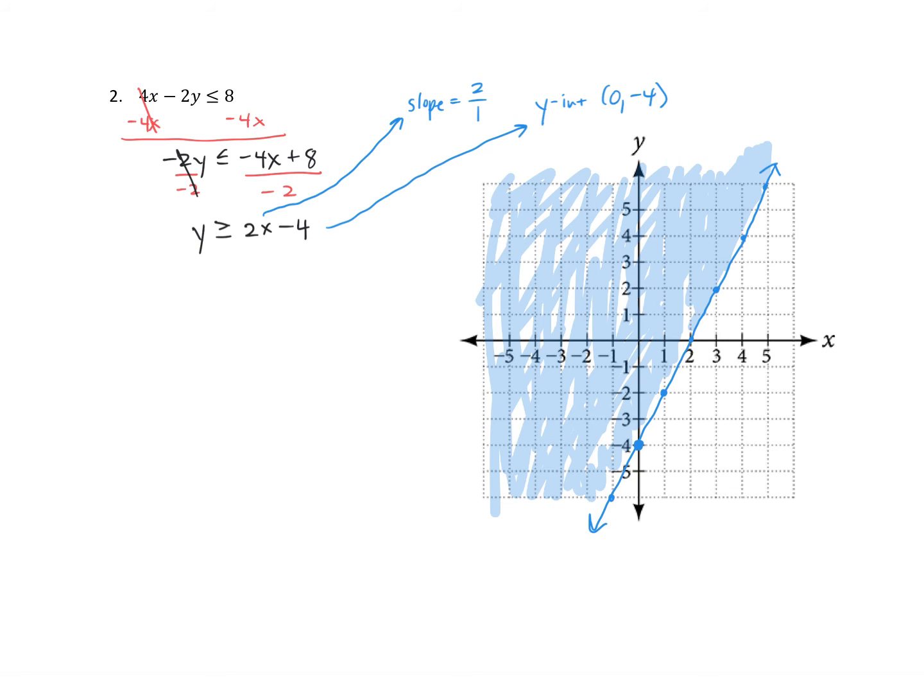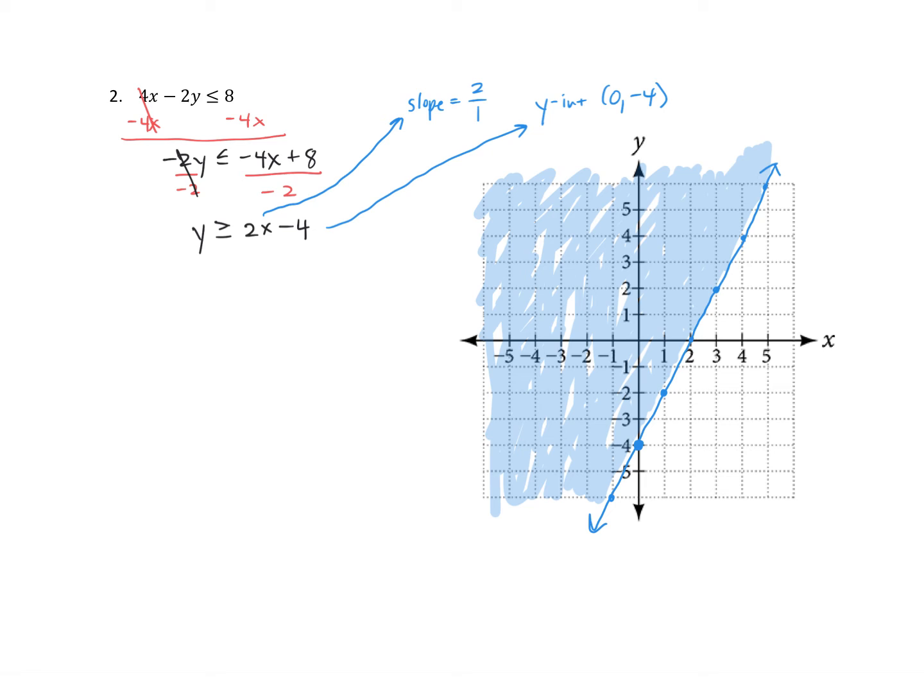Now, if you wanted to check to see if this is true, you can pick any ordered pair that lies above this line, and you should get a true statement. Likewise, if you picked any ordered pair below the line, you should plug them in and get a false statement. So this problem is done. I have shown my graph. Everything shaded in blue is included in my solution set.